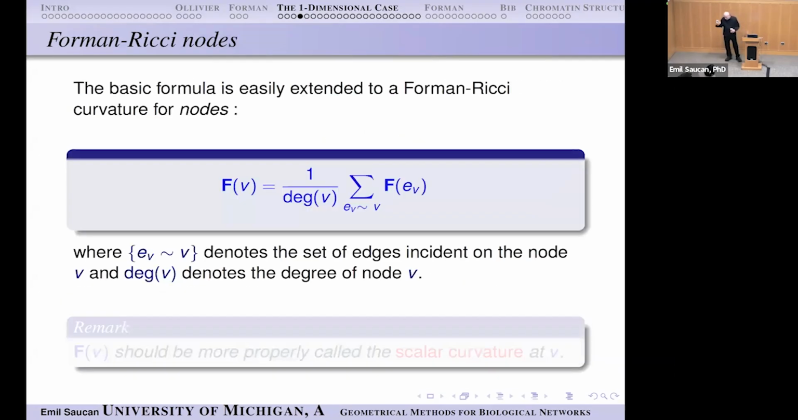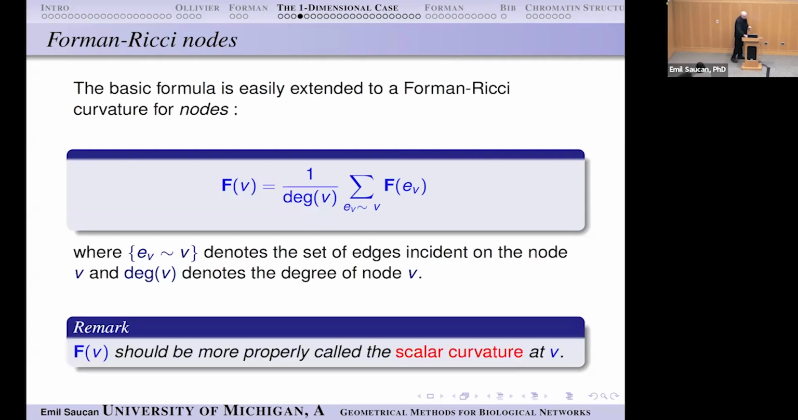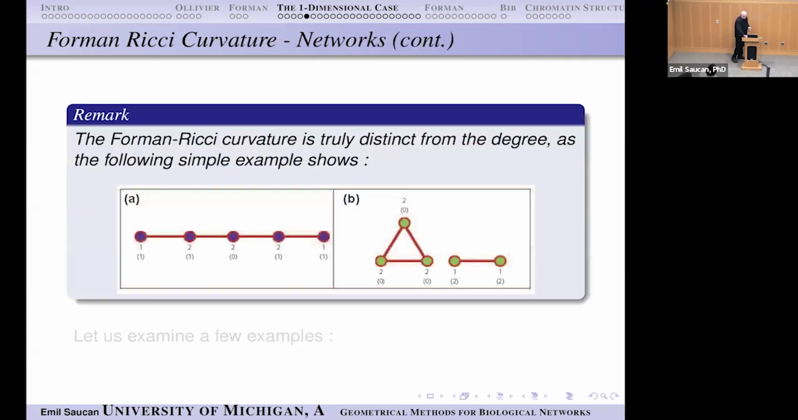So of course, when I started talking about this, we wanted to look at edges, but people were used to nodes. So you can go from edges to nodes, just naturally, just take the average. If you have 7 edges, each with this curvature at the node, just do the average, or just the sum. And this should be called proper scalar curvature. That's just for connoisseurs, it's not necessary for us.